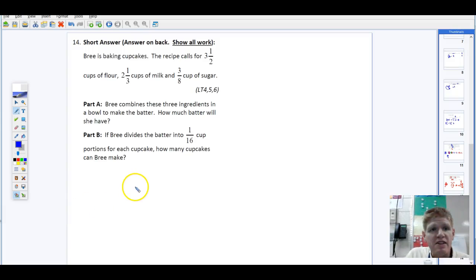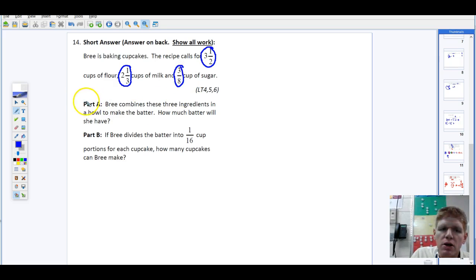And so we have reached our last problem here. Bree is baking cupcakes. The recipe calls for 3 1/2 cups of flour, 2 1/3 cups of milk, and 3/8 cup of sugar. So we'll start with part A here. Part A, Bree combines these ingredients.